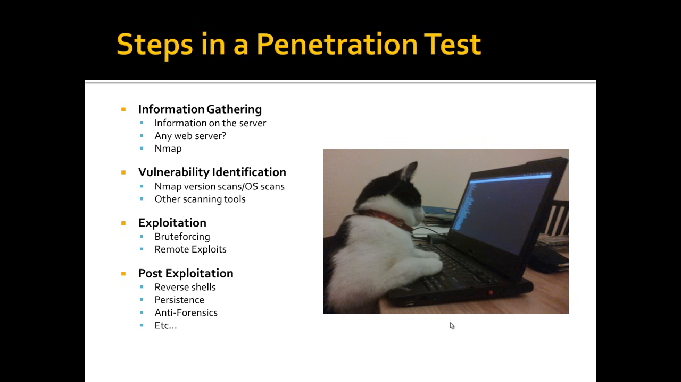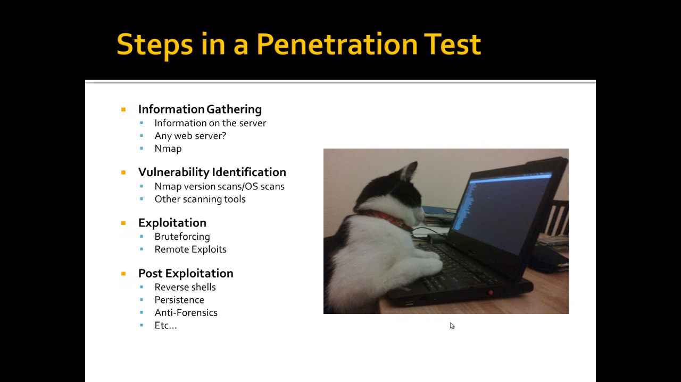Once we compromise the system, then we go to post-exploitation, and that's what the payload does. That's where the payload would put a reverse shell on the system, and the reverse shell will connect back to us, and then we can do stuff like persistence, so we can get back in. The shell would connect back to us every 15 minutes or so, or we can put in our own backdoors, and then we can also do things like anti-forensics.